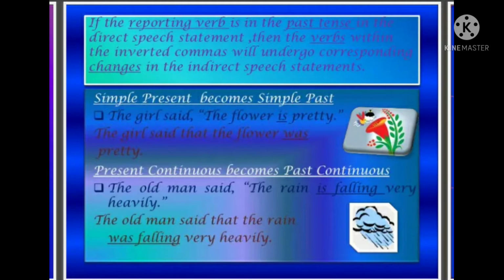Secondly, present continuous tense becomes past continuous tense. See the example, children. The old man said, "The rain is falling very heavily." This is the direct speech. You can see the inverted commas and it is the exact words of the old man. What will be the indirect speech now? The old man said that the rain was falling very heavily. What is the change? Is falling has become was falling. Present continuous has become past continuous tense.